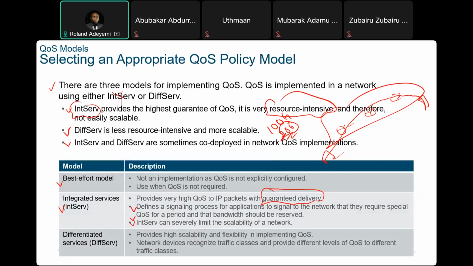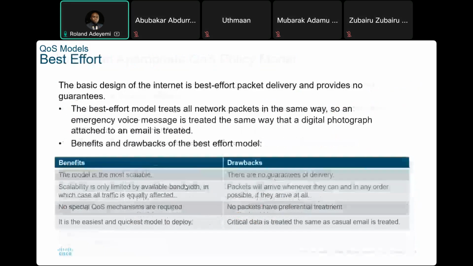Integrated services can severely limit the scalability of a network because you are reserving bandwidth. It's the only one that is chopping everything. And when you talk about scalability, it's the ability to grow, the ability to factor in other applications, different scenarios, different contexts. And that's one of the reasons why this is not recommended.